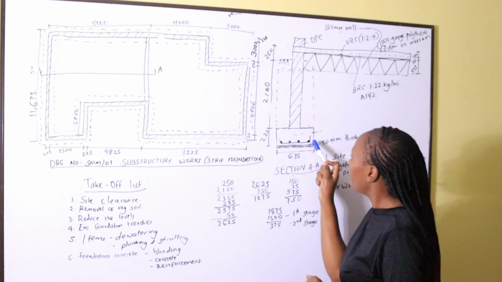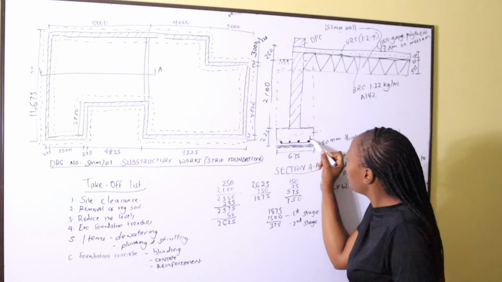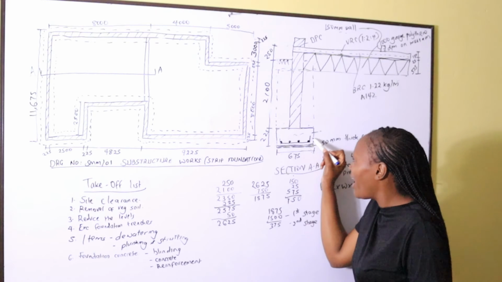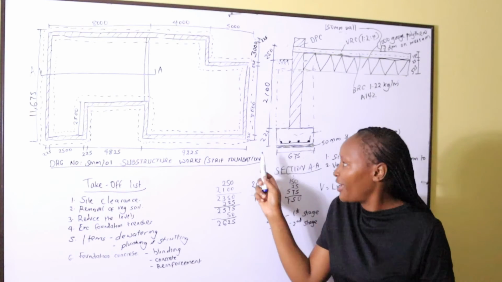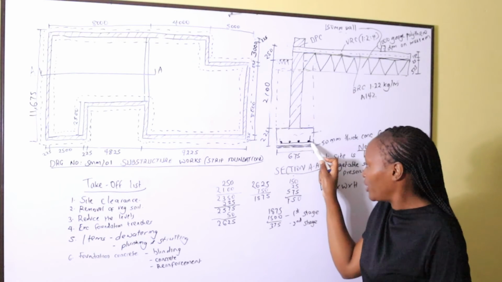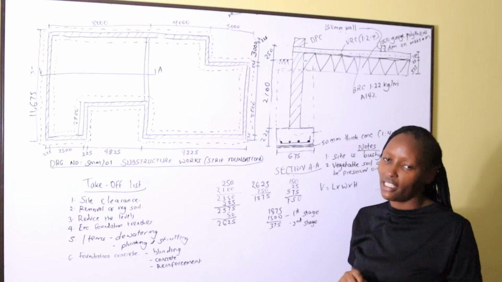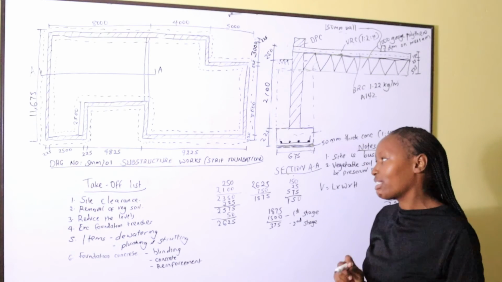So if we had a cover of 25 here, you see the cover is this space between the reinforcement bar and the concrete. If we leave a cover of 25, and here 25, what will be the length from here up to here? It will be 675 minus 25 minus 25. And 675 minus 50 is 625.